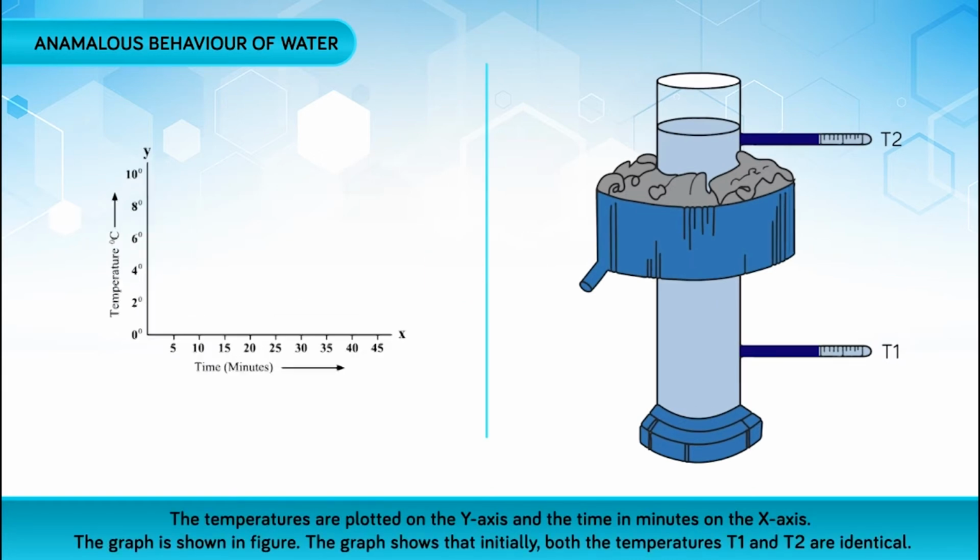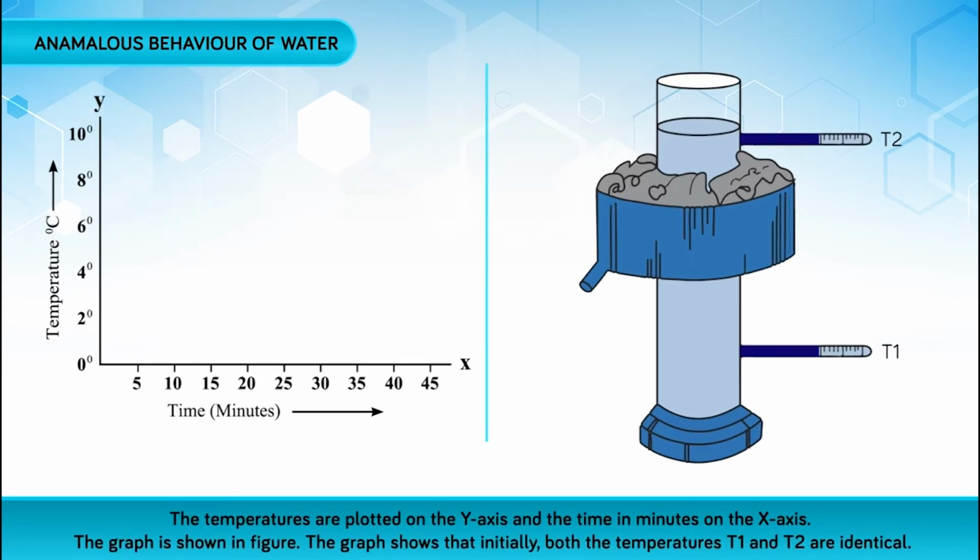The temperatures are plotted on the y-axis and the time in minutes on the x-axis. The graph is shown in the figure. The graph shows that initially both the temperatures T1 and T2 are identical.